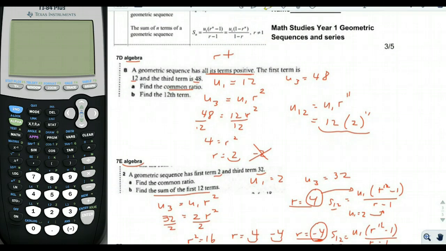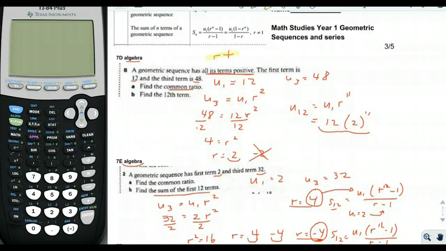A geometric sequence has all its terms positive. So what is that telling you? Well, if they say all the terms are positive, what they're really saying is that R is positive. When R is positive, you multiply by the multiplier, and the answer always stays positive or always stays negative. It never changes. When R is negative, every time you multiply by R, it flips the sign of the term. It goes from positive, negative, positive, negative. So in this case, R is positive because all the terms are positive.